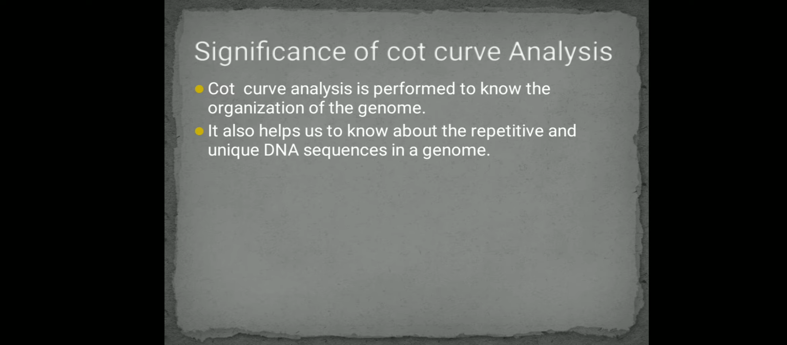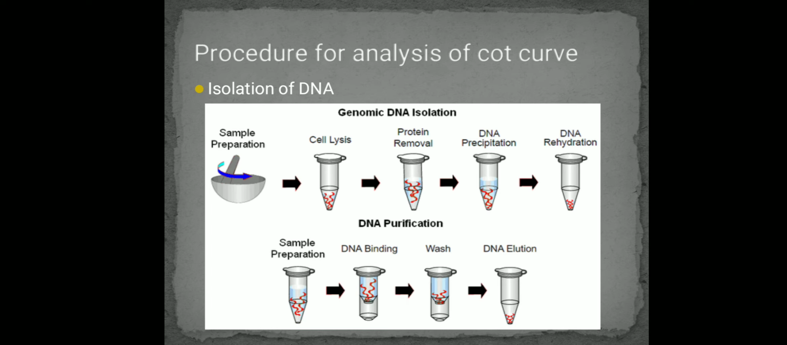That is one of the important properties of the DNA which we have to know. So all these properties of the DNA we will know when we are doing COT curve analysis. So this is the significance, the reason why we have to do COT curve analysis. So let us see how to perform COT curve analysis. So first thing to do here is we have to isolate the DNA. So the first step in the COT curve analysis is isolation of DNA.